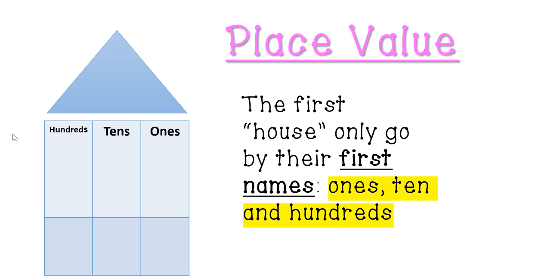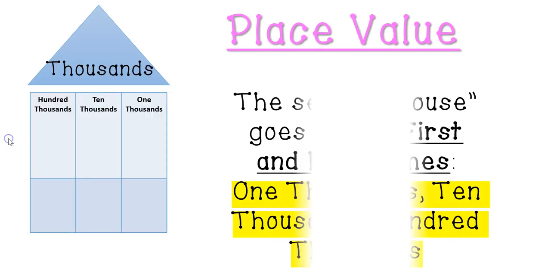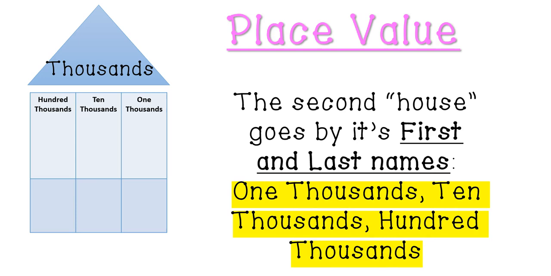So here's my first house, and they only go by their first names. So they are ones, tens, and hundreds. My second house, they go by first name and last name. So we've got 1,000s, 10,000s, and 100,000s. And you might be thinking they have the same first name as our first house, and that is correct. Those first names don't change. They always stay the same. It's just the last name that changes. And again, for our second house, the last name is thousands.